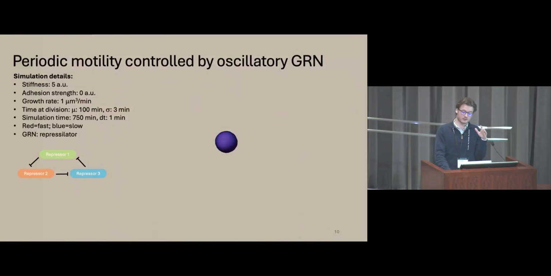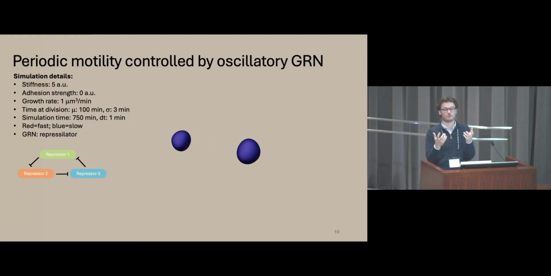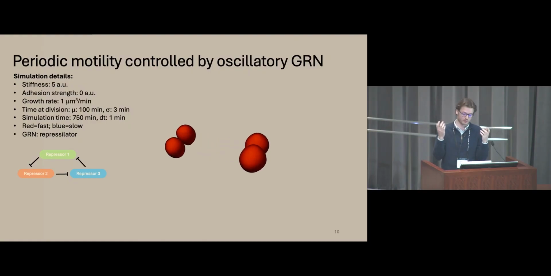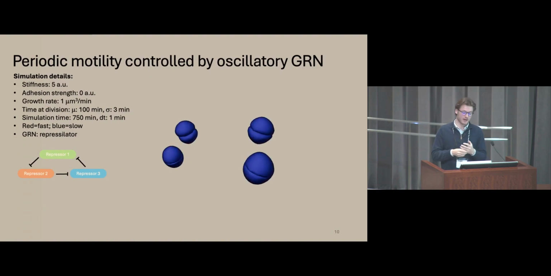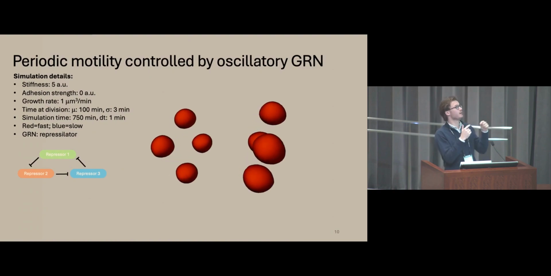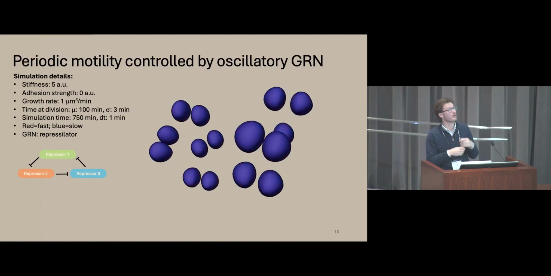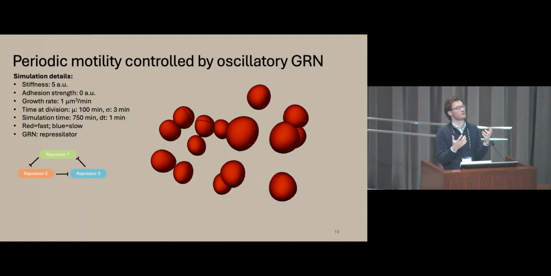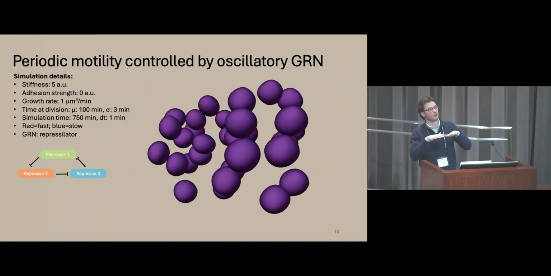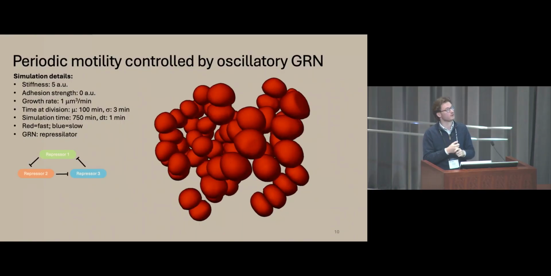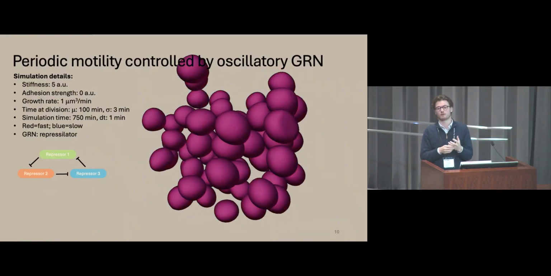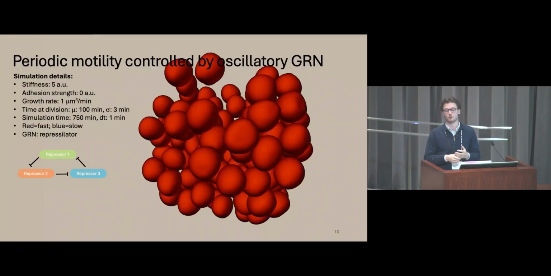In the last example, I want to highlight a repressilator from the famous paper of Mike Elowitz, and how we linked the concentration of repressor 1 to the speed of motion. When cells are in blue here, they are in this rather low-speed motion, and when they're in red, they start jamming together, and the speed of motion increases.